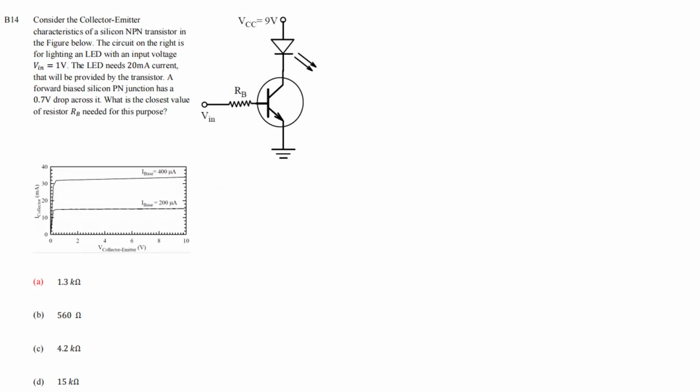A forward bias silicon PN junction has a 0.7 volt drop across it. So what is the closest value of the resistor RB needed for this purpose? So we need to find the value of RB, right? So we have V in equal to 1 volt.